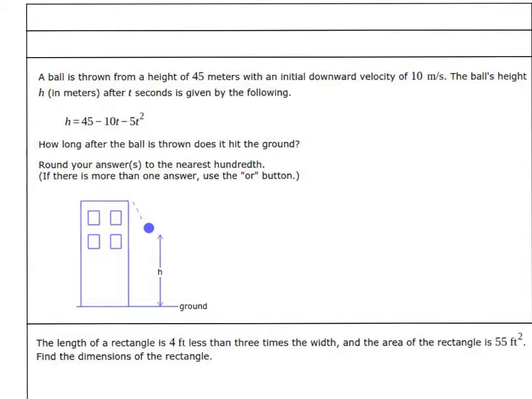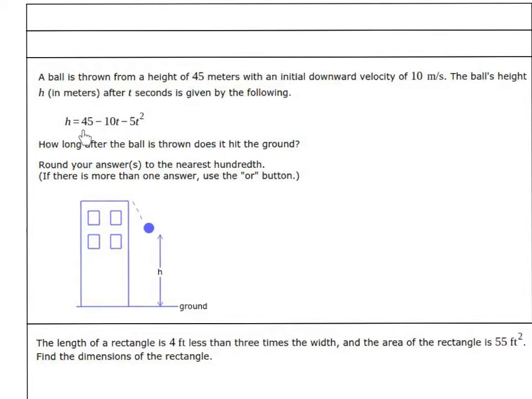And so for this particular problem, they want to know how long is the ball in the air, or how long after the ball is thrown does it hit the ground. So if we're talking about when the ball hits the ground, we're looking for this h value, the one that defines the height as time passes. When it hits the ground, bonk, that h value is going to be 0.